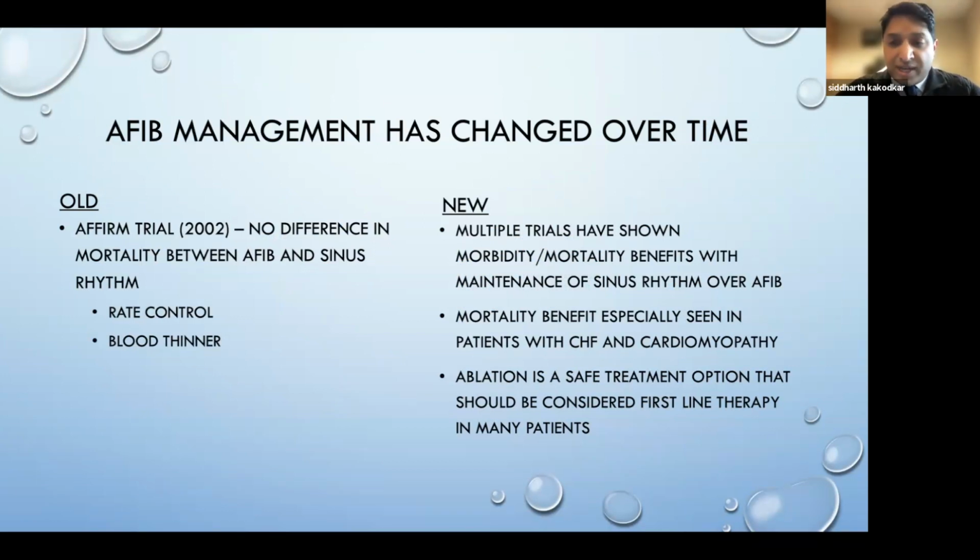But now we've seen multiple trials since then showing that there is a lot of benefit to being in normal rhythm over atrial fibrillation, especially in patients with any kind of weakened heart muscle called cardiomyopathy or CHF. And over time, ablation has become more and more safe and faster procedure to the point where it's a 2-hour outpatient procedure. And it's now considered a first-line therapy for AFib in many patients.